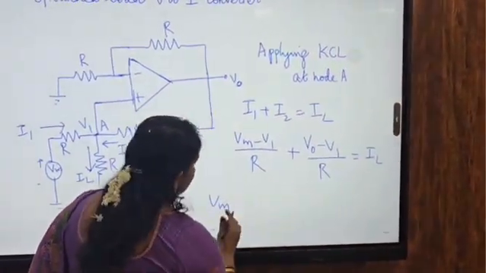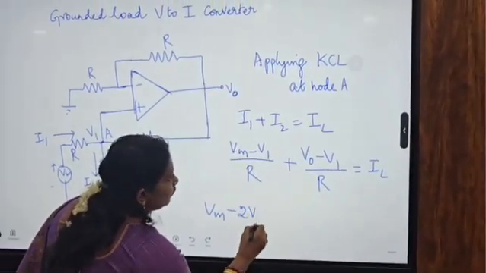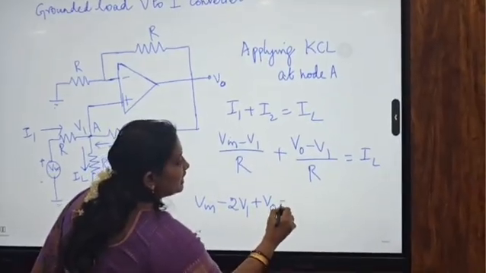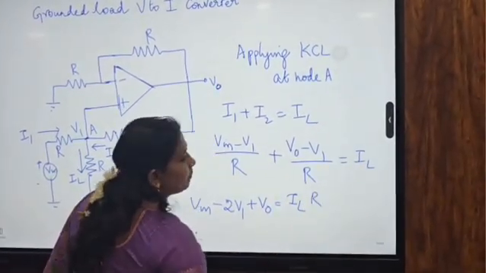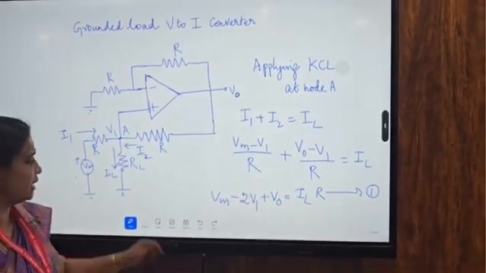On simplification, since both the denominators are the same, we can bring the denominator to that side. So Vin minus 2V1 plus V0 is equal to IL into R. Mark this as equation 1.